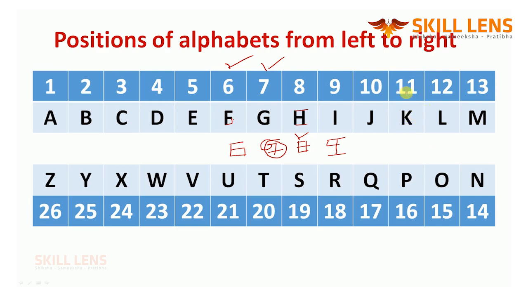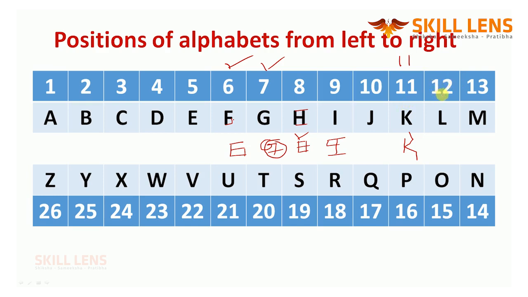Okay, after that K. K is the 11th letter. How to remember this? K will be like this. K means you need two ones, right? If you pull this up and down, it will become a straight line. You will have two ones, and you can remember K as the 11th letter. This is how you need to remember the alphabet K.